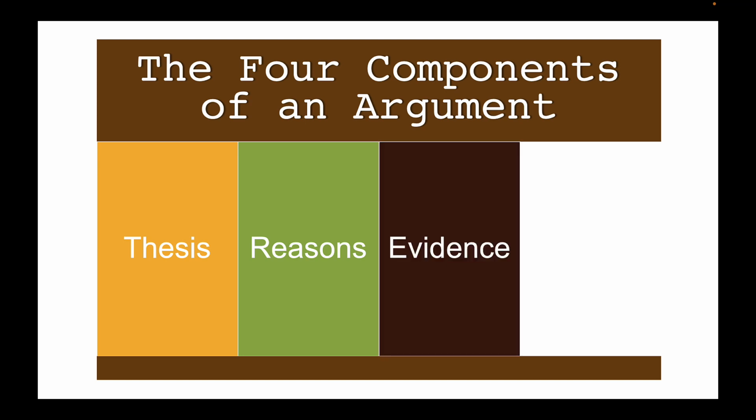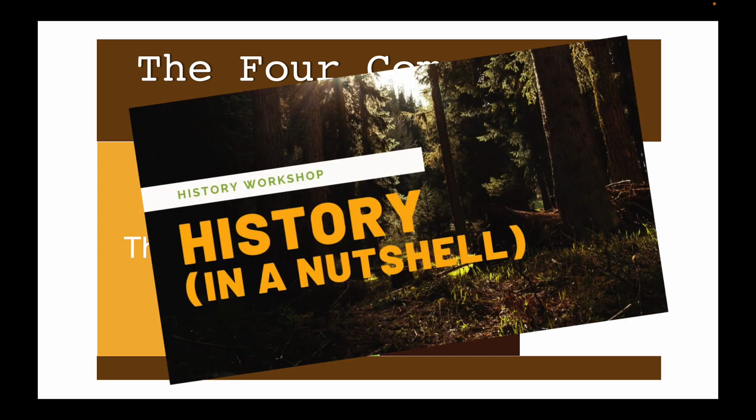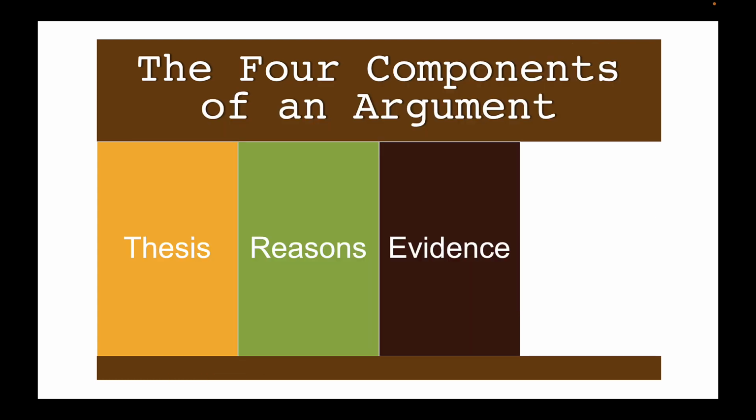Third is evidence. Remember the last video about what history is? History is an empirical discipline, which means that it's evidence-based. Historians have to support their arguments, their theses, with evidence.